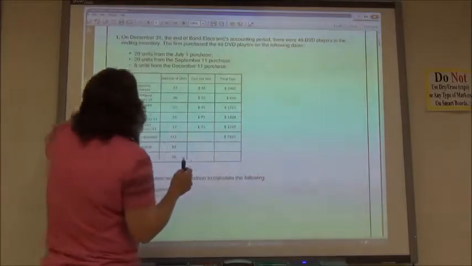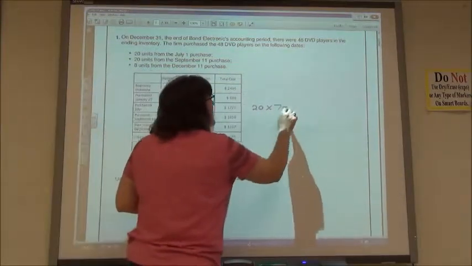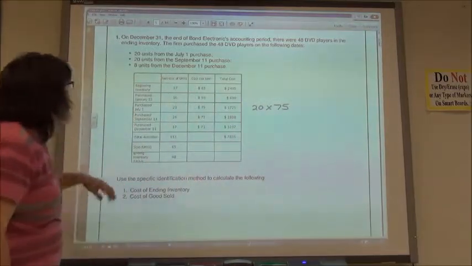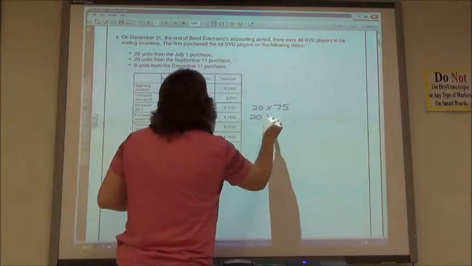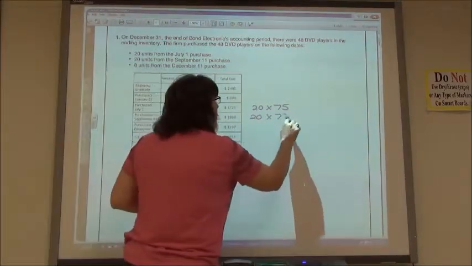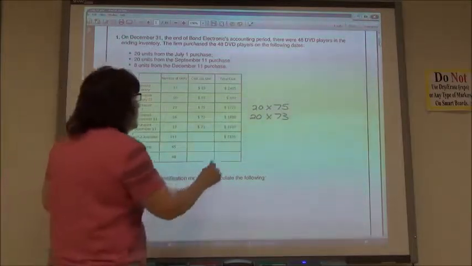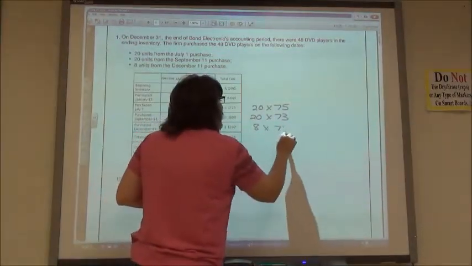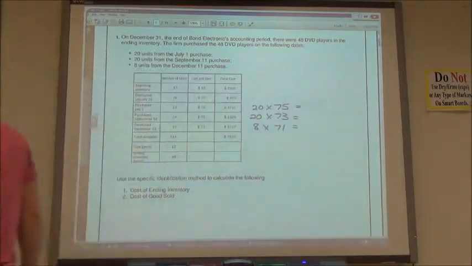So, from the July 1st purchase, we have 20 of those units left. They each cost us $75. From the September 11th purchase, we have 20 of those left. They each cost $73. And from the December 11th purchase, we have 8 units left. They each cost $71. So basically, we're just finding the value of everything in our inventory.